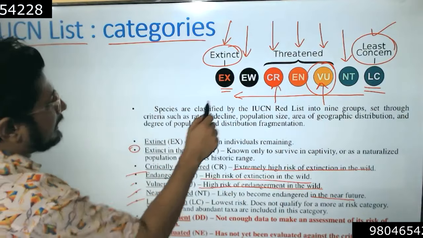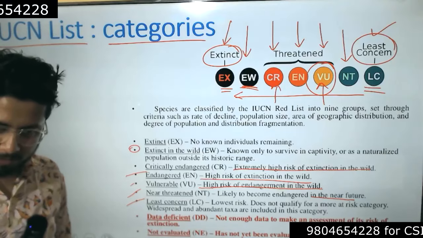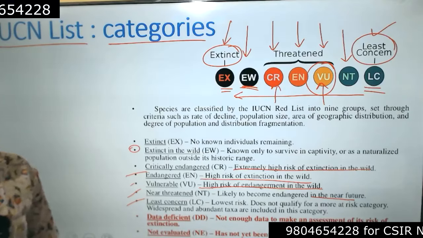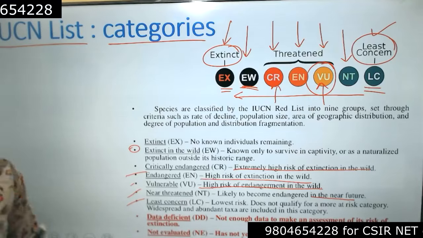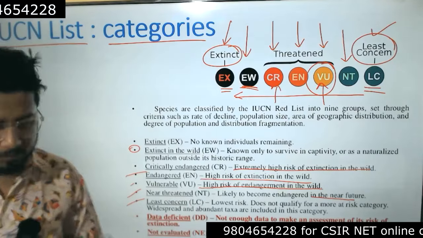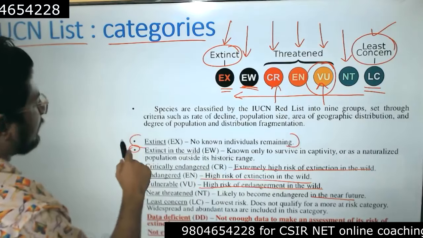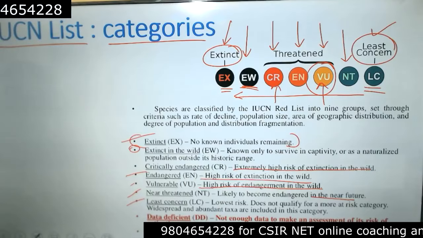Extinct in the wild, EW, means this species is not found in any natural habitat anymore. It is only present in captive breeding, zoos or other human establishments where they need support for their growth. And extinct means no known individuals remaining on the earth. That is extinct.